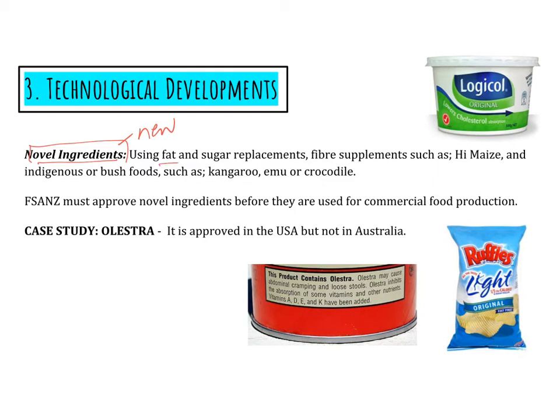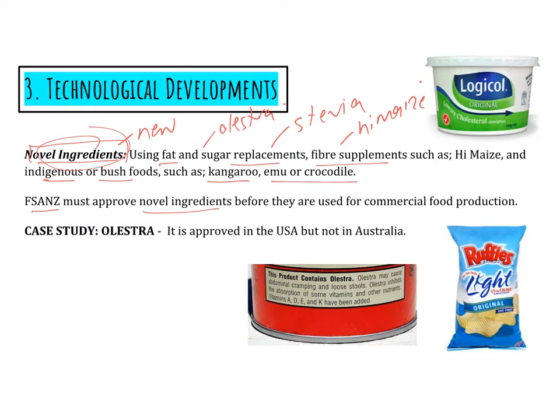Now, using fat and sugar replacements like stevia or olestra, fibre supplements, for example, high maize, as well as indigenous or bush foods like kangaroo, emu or crocodile, all relate to novel ingredients. Now FSANZ, Food Standards Australia New Zealand, must approve novel ingredients before they are used in commercial food production because they might have negative effects on somebody's health or well-being.